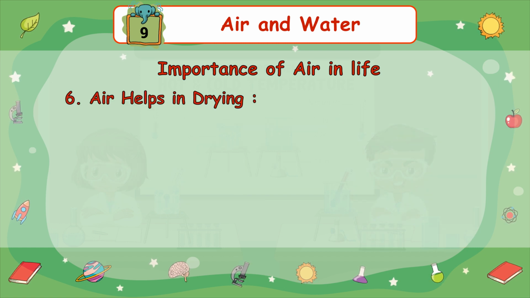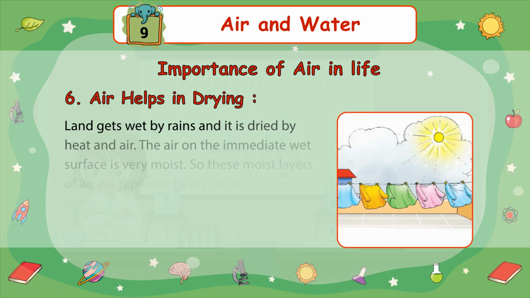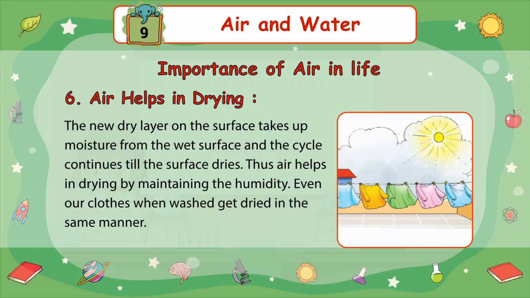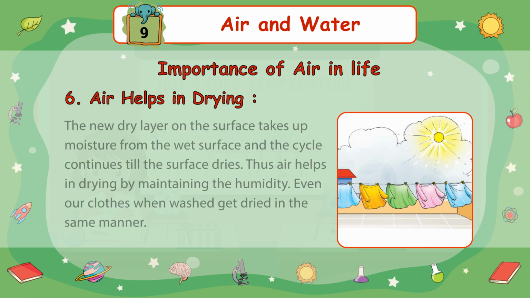Number 6. Air helps in drying. Land gets wet by rains and it is dried by heat and air. The air on the immediate wet surface is very moist. So, these moist layers of air are replaced by less moist or dry layers of air. The new dry layer on the surface takes up moisture from the wet surface and the cycle continues till the surface dries. Thus, air helps in drying by maintaining the humidity. Even our clothes, when washed, get dried in the same manner.